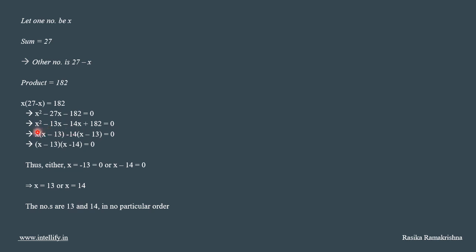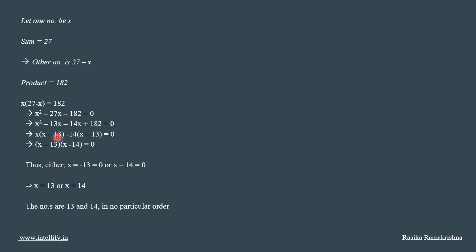That's your job. Now that we have split the middle term, we can go ahead and take x common from the first two terms. So you'll have x times x minus 13, and from the next two terms you can take out minus 14 common, so you'll have minus 14 times x minus 13. From the entire expression you can take x minus 13 common, so you'll have x minus 13 times x minus 14 equal to 0, which implies that x minus 13 is equal to 0 or x minus 14 is equal to 0, which implies that your x is either 13 or 14.